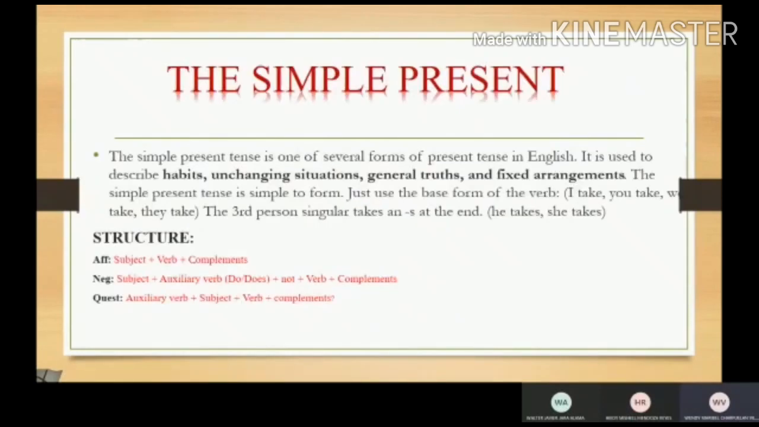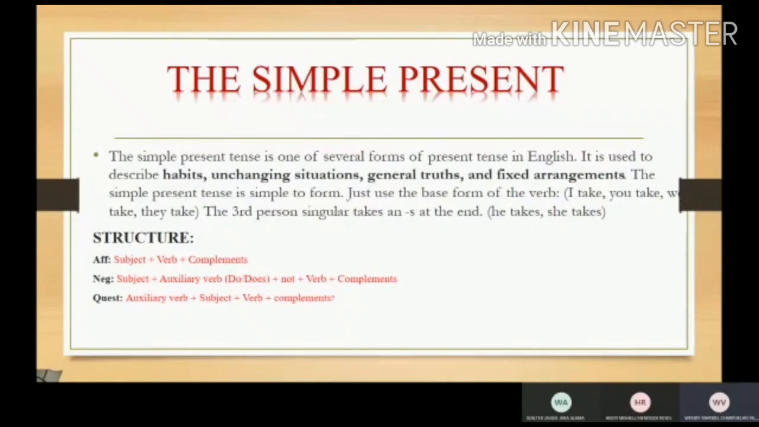The simple present tense is one of several forms of present tense in English. It is used to describe habits, unchanged situations, truths, and fixed arrangements. The simple present tense is simple to form. Use the base form of the verb: I take, you take, we take, they take. The third person singular takes an S at the end: he takes, she takes.